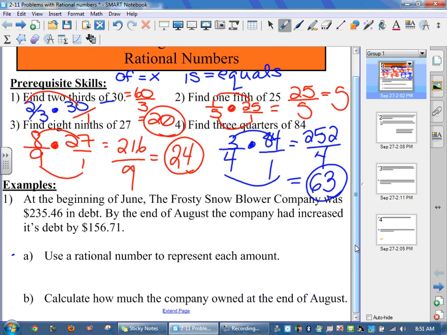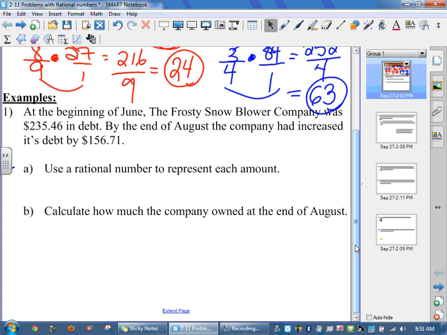All right, let's take a look at our bottom questions. A couple of problem-solving ones down here. Now we're going to be dealing with negative and positive numbers. So if you go in debt, debt means you owe money. So it means you're in the negative. So we use negative numbers to show that we owe money. Okay? So it says, in the beginning of June, the Frosty Snowblower Company was in debt $235.46. By the end of August, they increased how much they owe. So that means they're in further debt. They're in more debt by $156.71. So it says use a rational number or rational numbers to represent that situation.